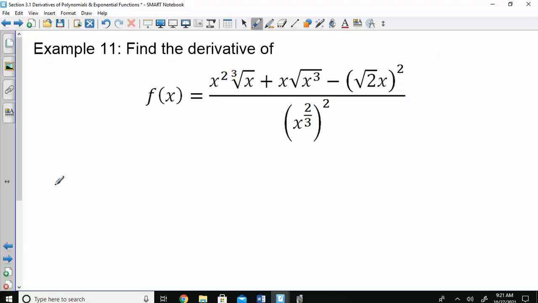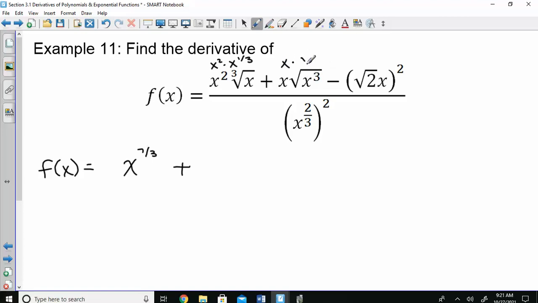All right, last one. We need to do some algebra here. This is a mess. Okay. So let's deal with this. We have x squared times the cube root of x. So that's like x squared times x to the 1/3. So what do you do with those exponents? Add them. So 2 is like 3 over 3 plus 1 over 3 would be 7 over 3.